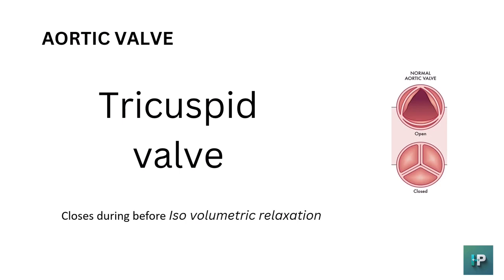Before getting into the topic, let's see something about the aortic valve. In general, it is a tricuspid valve, that is with three cusps, 1, 2 and 3. And closure of it happens before the isovolumetric relaxation, so that during diastole, no blood flow happens between left ventricle and aorta.